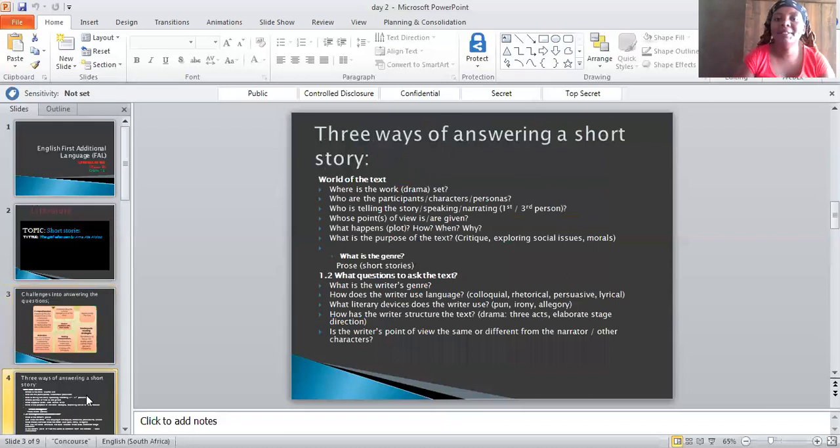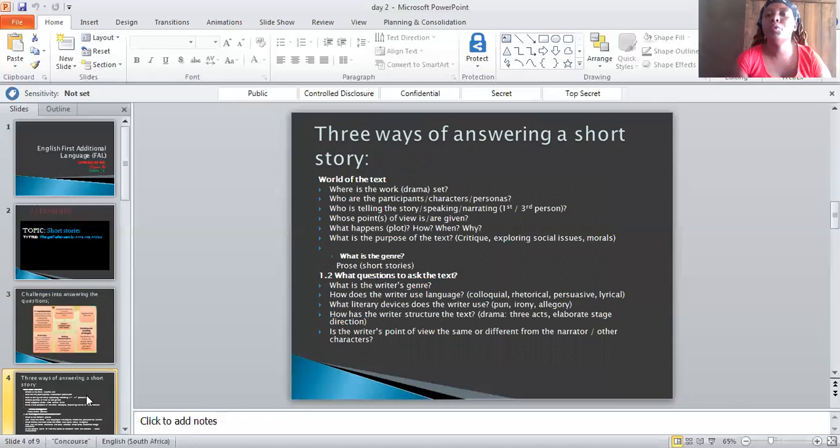Before we answer our questions, let's first look at the ways of answering a short story. We've got three ways of answering a short story. The first will be looking at the world of the text. Where is the work set in that short story? Who are the participants? Who are the characters? Who are the personas in that text? Who is telling the story? Who is narrating? Is it the first person? Is it the third person who's telling the story in that short text?